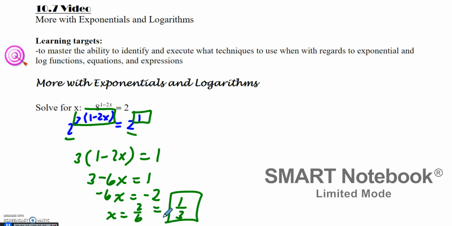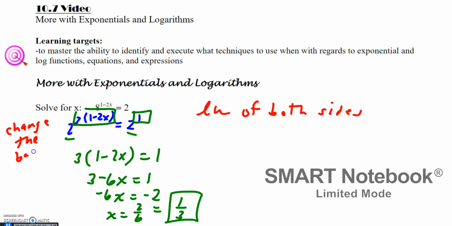So if you didn't see that, you absolutely could take the ln of both sides and solve from there. However, my suggestion would be change the base, because usually that's the faster way to do the problem.